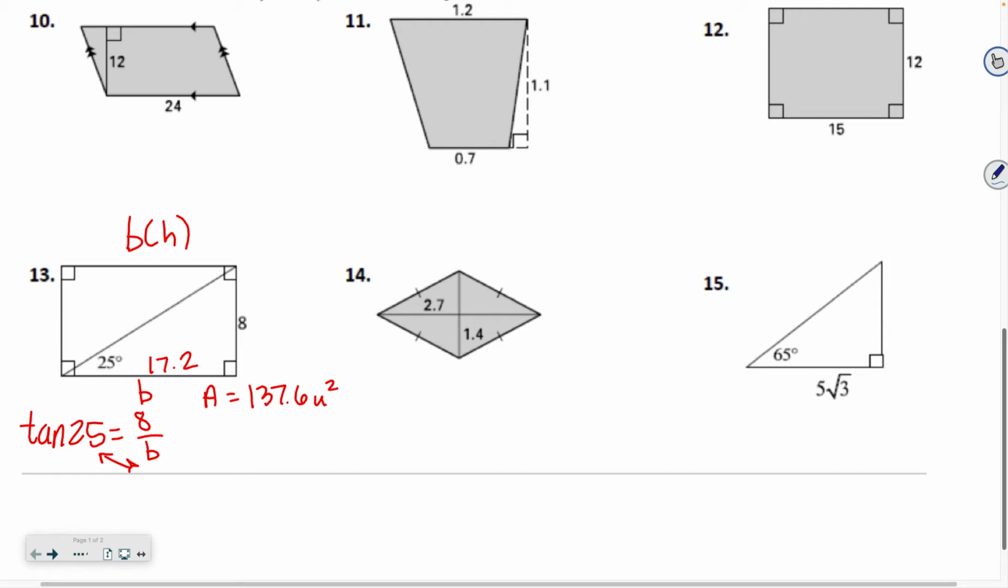All right, 14. What do you think 14 is? It's a rhombus. How do I know it's a rhombus and not a kite? Well, a kite doesn't have all four equal sides. Get the confetti gun. So, what is the formula for a rhombus?